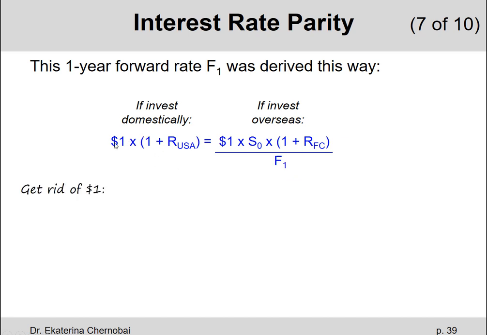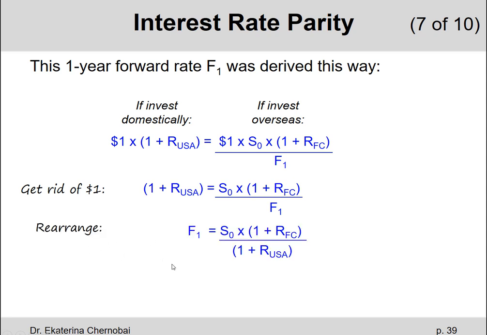Let's simplify it by getting rid of $1 on the left-hand side and on the right-hand side. So we have 1 plus RUSA equals S0 times 1 plus R foreign country, and then the whole thing on the right-hand side divided by the 1-year forward rate, F1. Then we can rearrange it, and it will look like this. F1 equals S0 times 1 plus R foreign country divided by 1 plus R USA.